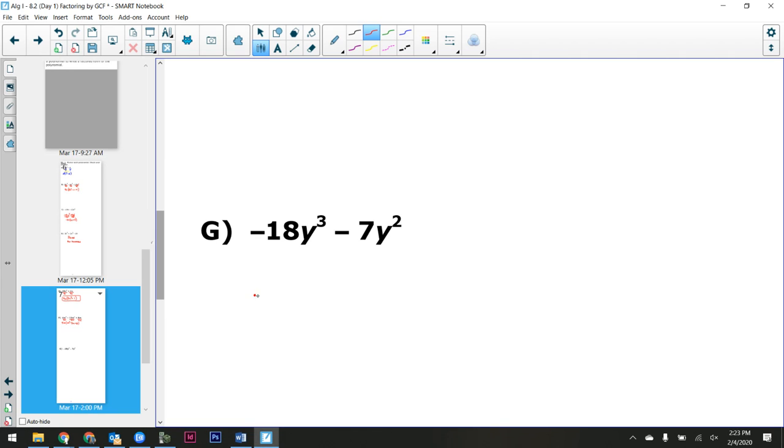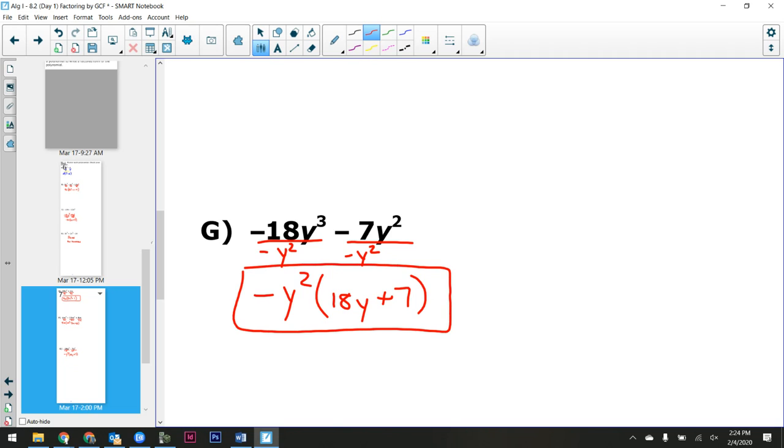It leads with a negative, so we pull out the negative. So the GCF is negative y squared. Negative divided by negative is a positive. The 18 stays, not touching the number. What does the y turn into? What's y to the 3rd over y squared? Y. Just y to the 1st, or y. And then, what do I write? Plus 7. Plus 7. I'm not touching the number, right? That's my answer.